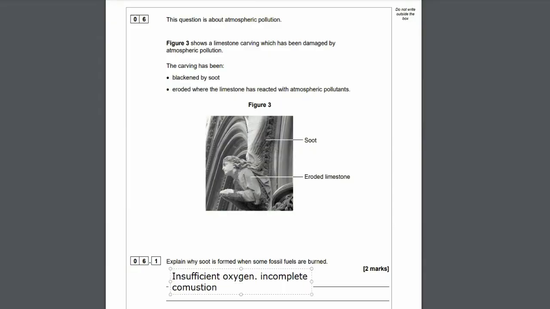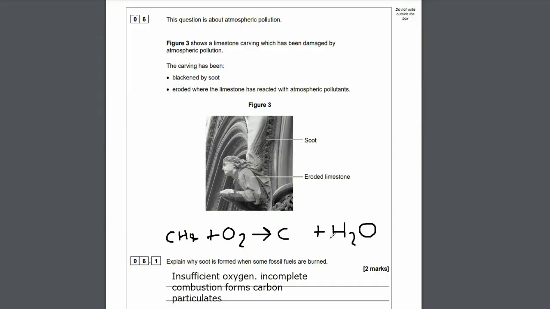So it's made from insufficient oxygen. A lack of oxygen, we get incomplete combustion. So that happens in car engines when cars are driving about. You get some incomplete combustion, and soot is actually solid atoms or particles of carbon called particulates. And here's an example. You've got methane plus oxygen, and it could make solid carbon and water if there's not enough oxygen. And yeah, you get solid carbon instead of getting carbon dioxide.